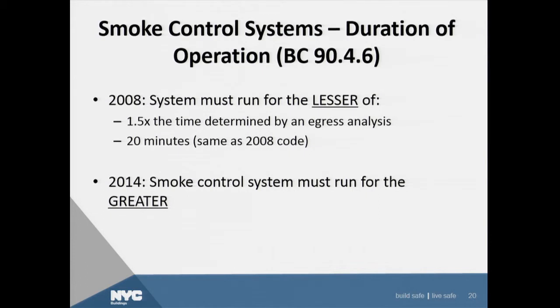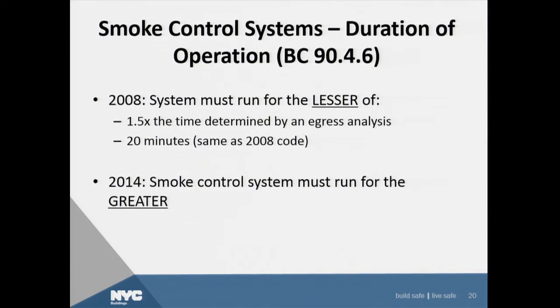And the 2008 code said that the system has to run for the lesser of two things. 1.5 times the time that it takes to get people out, or 20 minutes. So as long as it runs for 20 minutes and achieves its objectives for 20 minutes and keeps the smoke layer away from the occupants for 20 minutes, you are fine. Now, if you could show that everybody got out in 10 minutes, you could do it for 15 minutes. But if it took people 3 hours to get out, 20 minutes is all you had to do. I don't know, that's what the IBC says, and our fire protection committee and our fire department didn't like that, and you can see why.